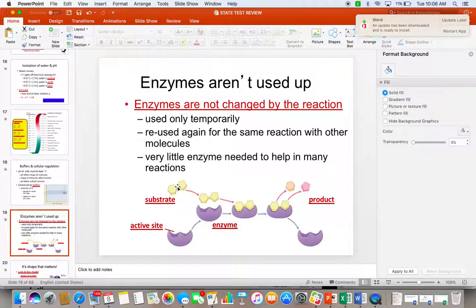And remember, the substrate fits into the enzyme just like a key fits into a lock. And we only have so many enzymes, so that means that we can use them over and over again. It doesn't take much enzyme to help out the many reactions that we have in our bodies. And remember, our enzyme graphs, sometimes they'll go up and then they'll level off and they'll kind of get straight. And that means that our enzymes are all being used at the same time.